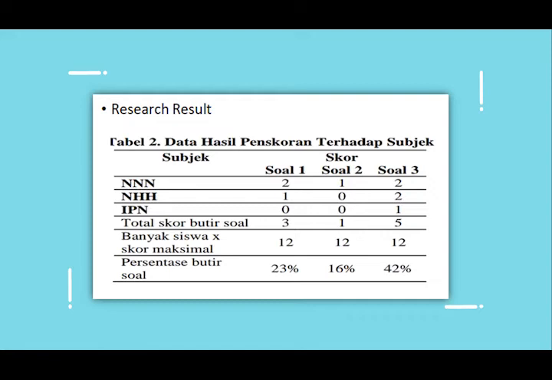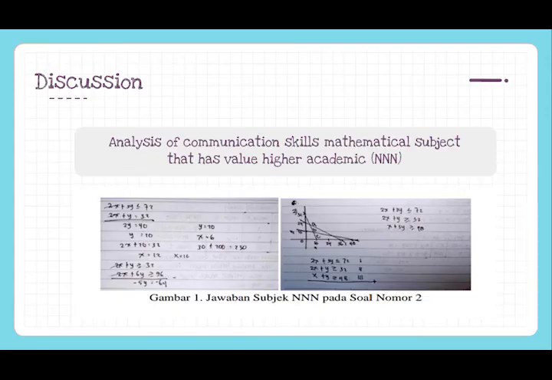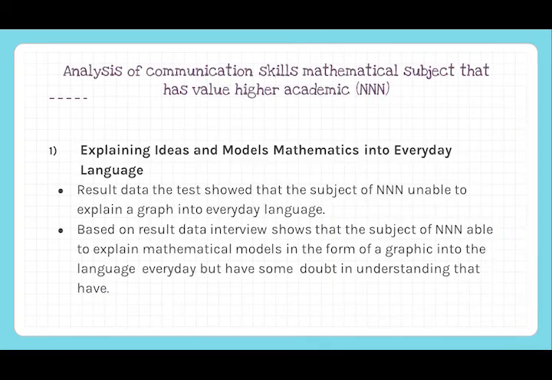Second, reading with comprehension or written achievement. The ability test result data show that the subject's mathematical communication is lacking; the subject is not able to understand the content of the question and has a misunderstanding in finishing it. Next, analysis of communication skills of the mathematical subject that has higher academic value. First, explaining ideas and mathematical models into everyday language.